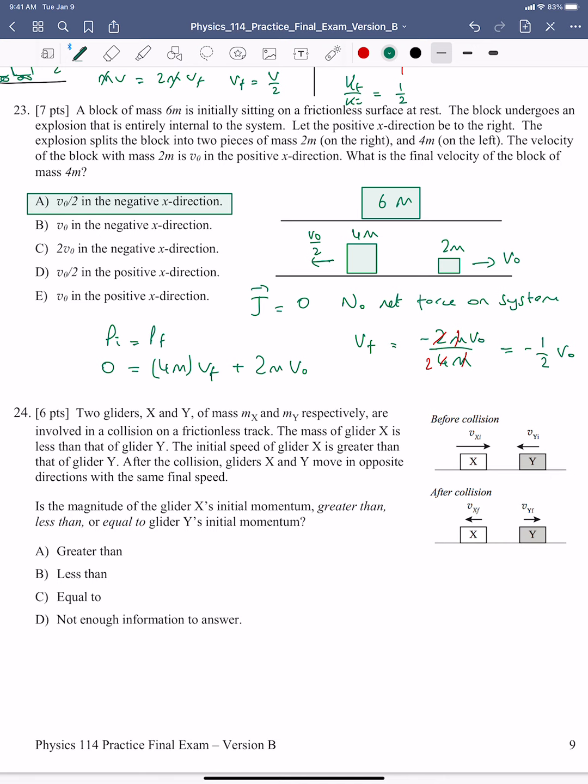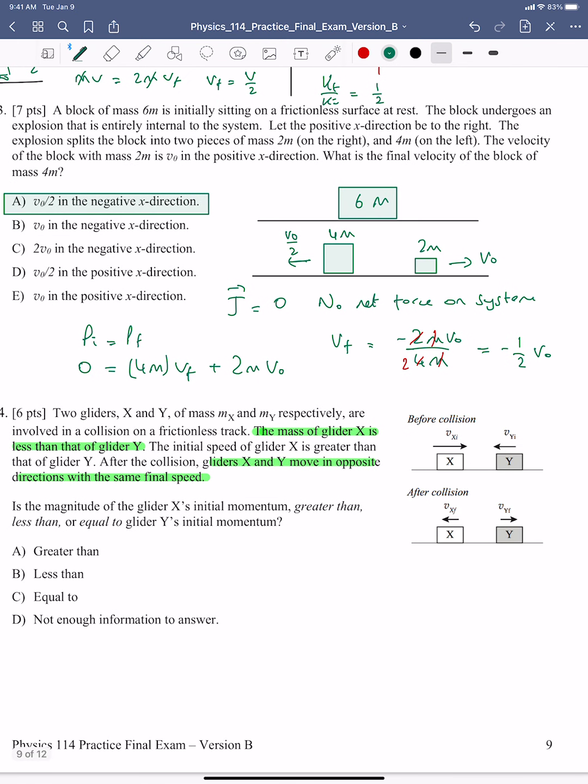Okay, so this is a good challenging conceptual question, because there are lots of competing quantities here, so we don't want to fall into compensation reasoning, and that can be dangerous in this particular problem. So we want to apply the rules very carefully. The important information here is the mass of glider x is less than that of y, and the gliders x and y move in opposite directions with the same final speed.